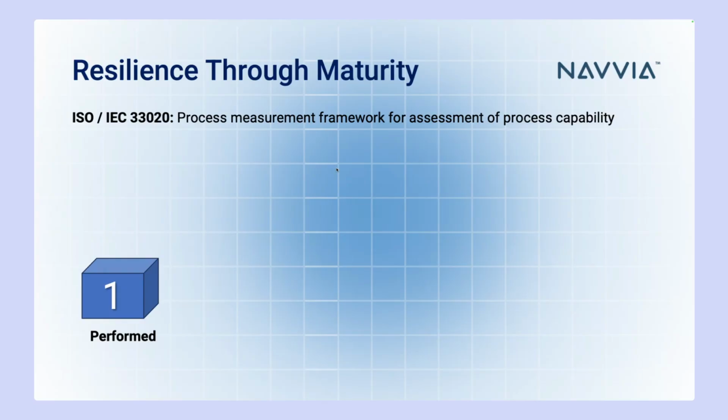Some people perform all those steps. Some people perform them inconsistently. Some people perform all those steps in one area, but not in the other areas of the organization. But performed, level 1: are you at least doing the basic steps? Level 2, how will you manage those steps? Is there oversight?